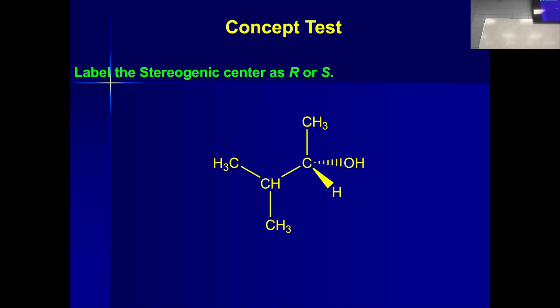I can assign priorities, right? And I think you all will agree that the OH is going to be number 1, the hydrogen is going to be number 4. Which one of these is going to be number 2?